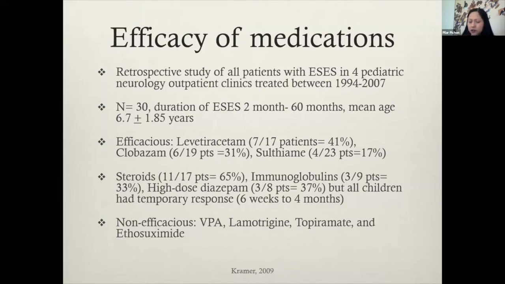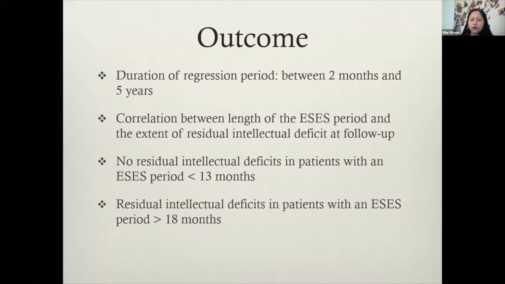But with steroids, note that all children had a temporary response, from 6 weeks to about 4 months. This is why I do the repeat EEG between 4 to 6 months. According to this report from 2009, they talk about valproic acid, lamotrigine, topiramate, and ethosuximide as non-efficacious. The duration of the regression period is between 2 months and 5 years. If they keep getting ESES on their EEG, then you can see the regression for about 2 months to 5 years.